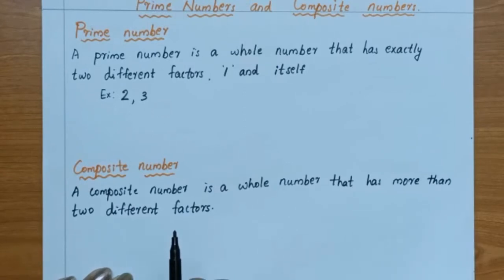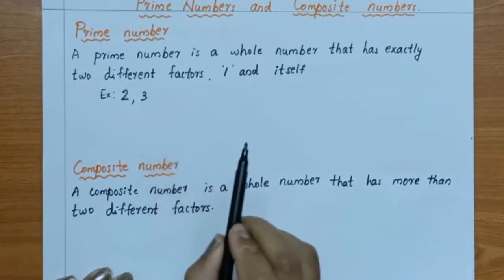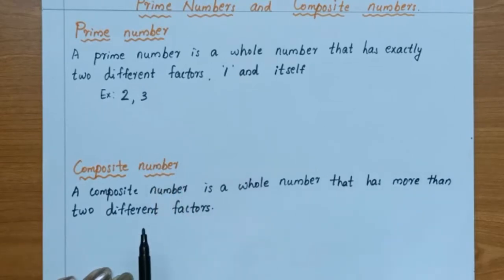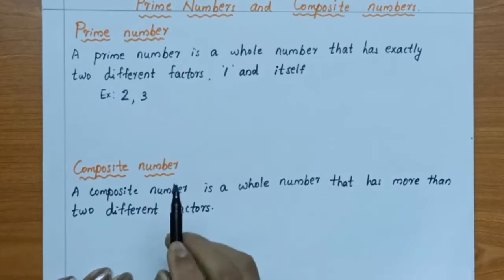4. 4 we can see in table 4, table 2. So the factors of 4 are 1, 2 and 4. Means 4 is having 3 factors. A prime number is a whole number that has exactly 2 different factors. If it is 3, it is not a prime number. That's why 4 is not a prime number.